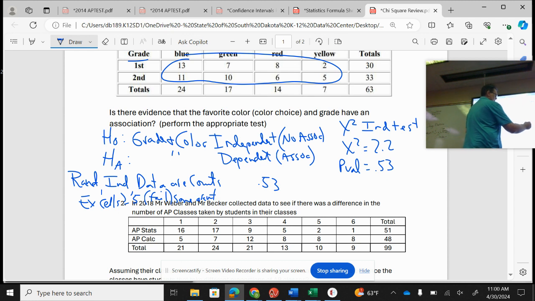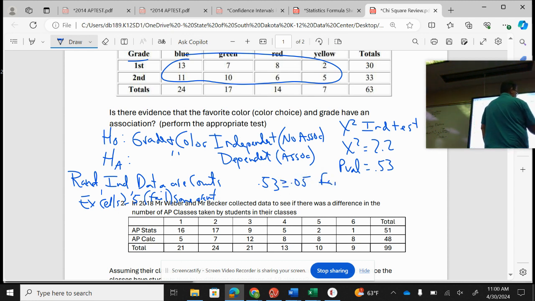So we wouldn't be conclusive, but since this is so much greater than 5%, we're going to fail to reject the null. And it's not evidence that color and grade are dependent.